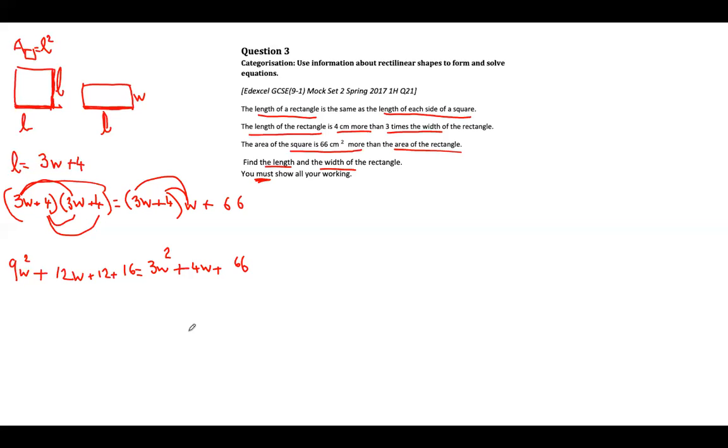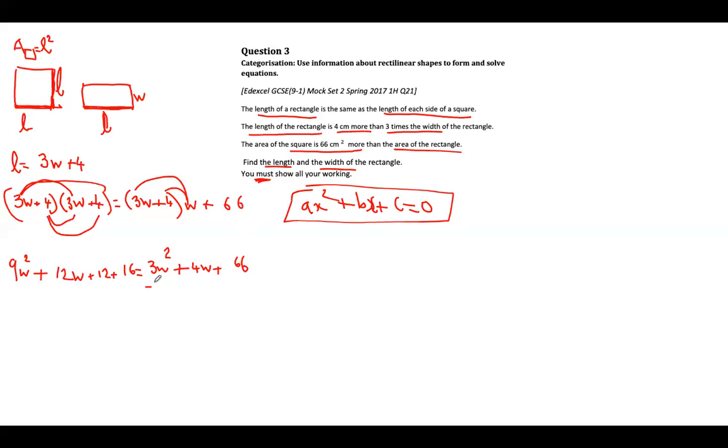What I need to do is get rid of the 3W to the power of 2 plus 4W plus 66 from the right-hand side, because I need it to equal 0. I need the general form of a quadratic equation, which, if you remember, is x to the power of 2 plus bx plus c equals 0. So this is what I'm going to need, 0 on the right-hand side.